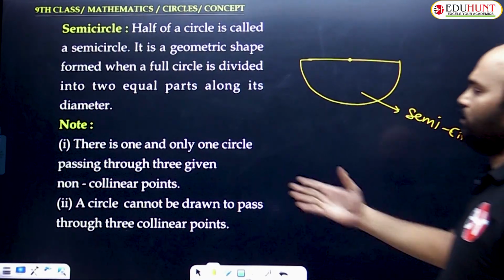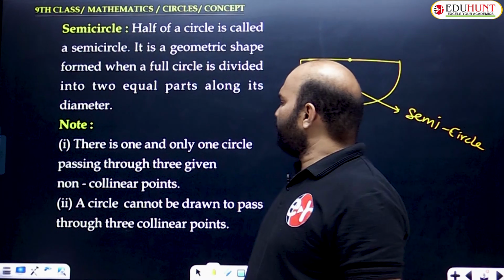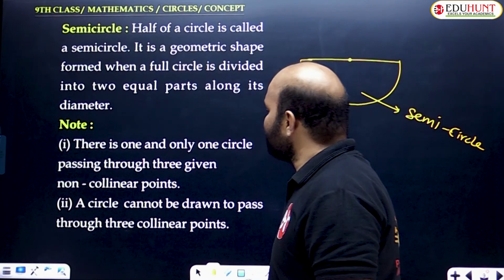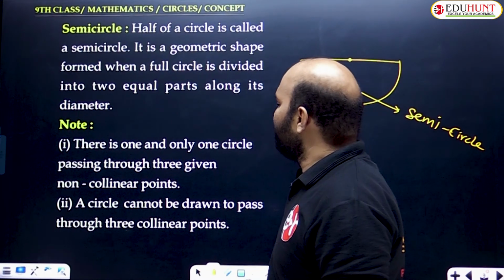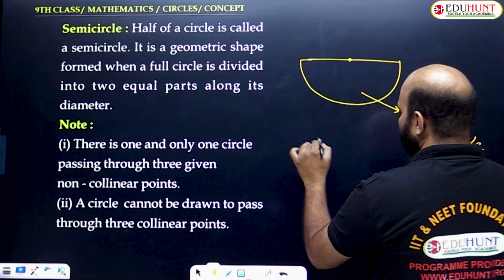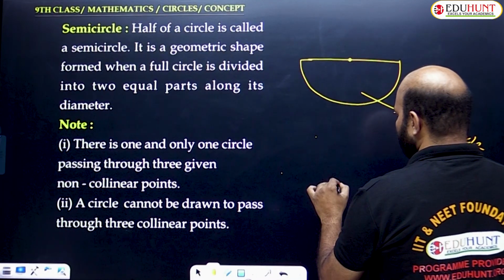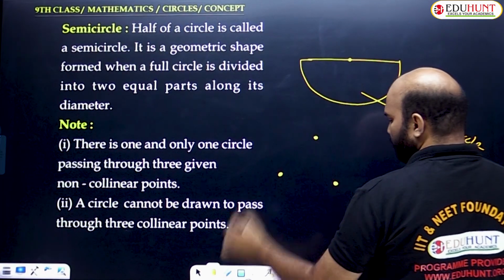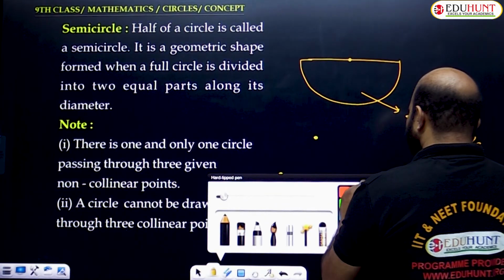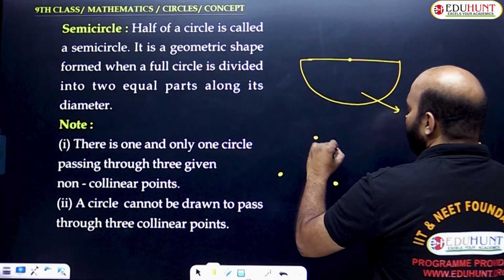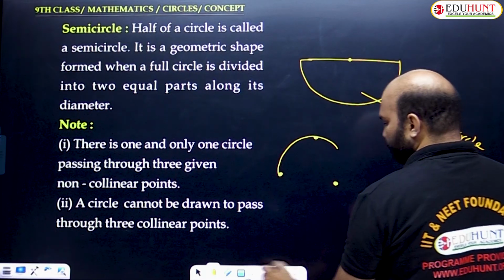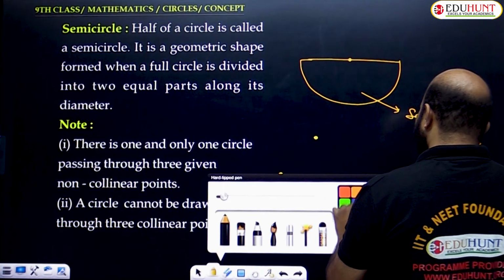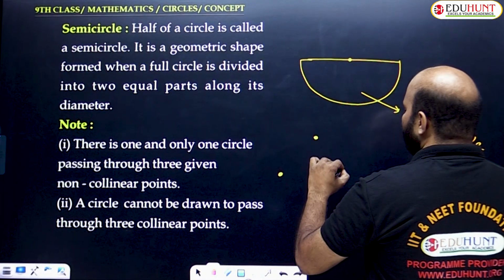Yes, sir. So the next note is very important. There is one and only one circle passing through 3 given non-collinear points. These are 3 non-collinear points because they are not on a single line. So only one circle can be drawn when 3 non-collinear points are given.